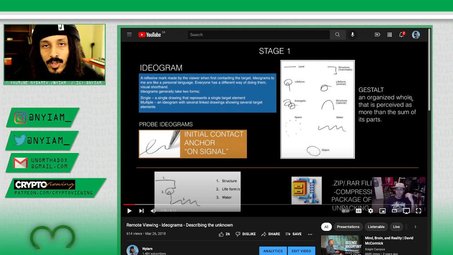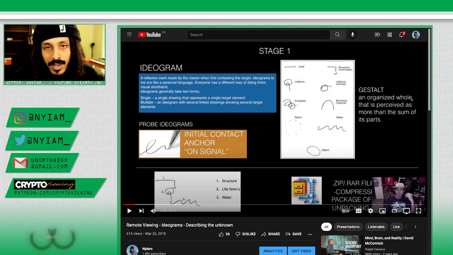It's like a visual shorthand. It can even form into like a language over time. You find that every time there's life at the target, you'll get a certain kind of ideogram. These are usually done very quickly, like less than 2 seconds, so your conscious mind doesn't come in and draw whatever it wants to draw.